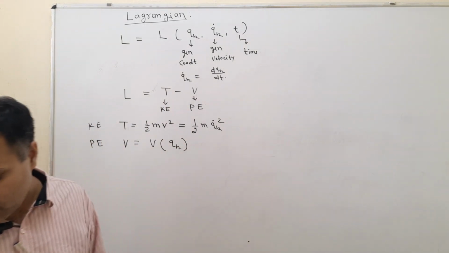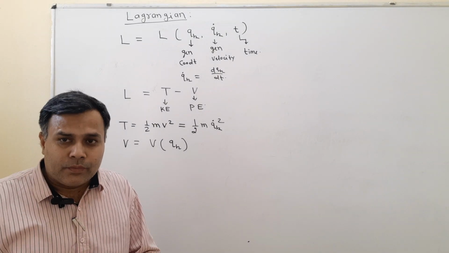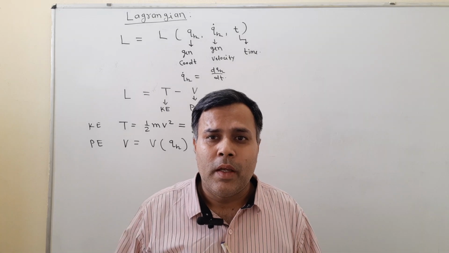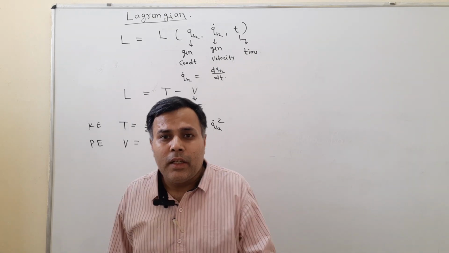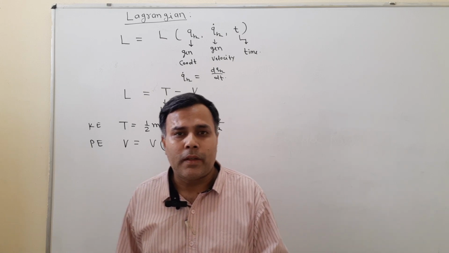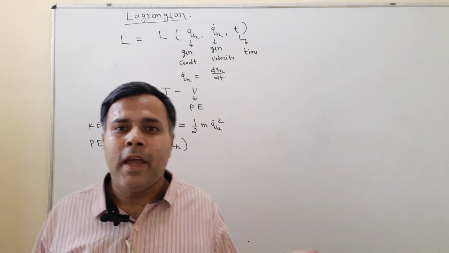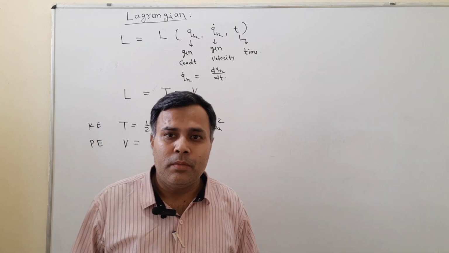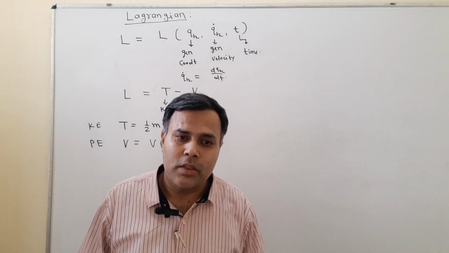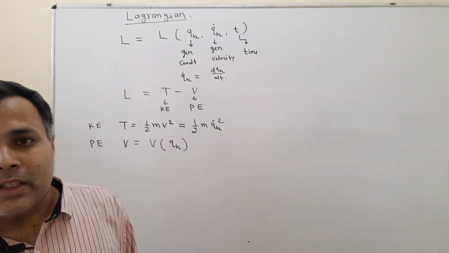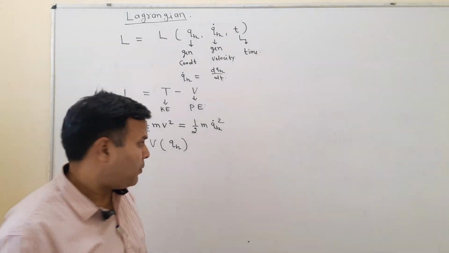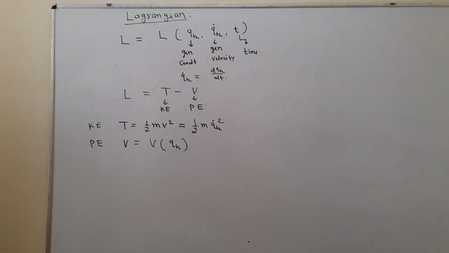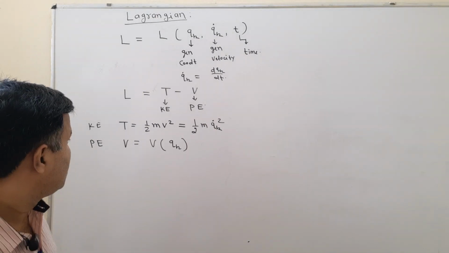Next we will discuss how to express the Lagrangian in different coordinate systems. We know that there are well-known coordinate systems: the Cartesian coordinate system, that is the xy coordinate system, the spherical polar coordinate system in 3D, in 2D the polar coordinate system, and the cylindrical coordinate system. So let us express our Lagrangian in different coordinate systems.